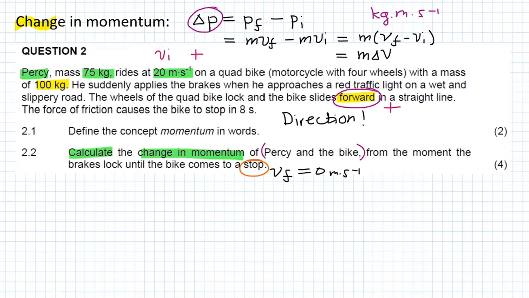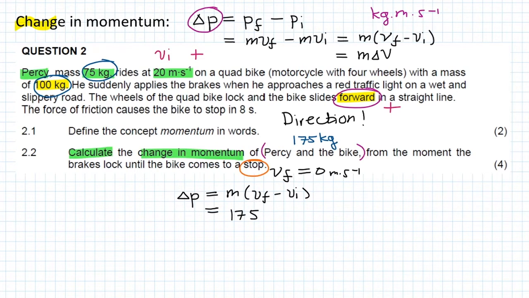The mass of Percy and the bike will be Percy's mass plus the mass of the bike, which is 175 kilograms. We now have the mass, the final and initial velocity. So we can calculate the change in momentum by saying m(v final minus v initial). Always remember to write down your formula. The mass is 175 kilograms. Final velocity is 0. We first write down the negative from the formula and then we plug in the initial velocity, which is positive 20.